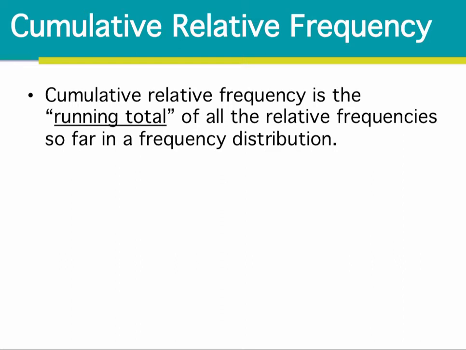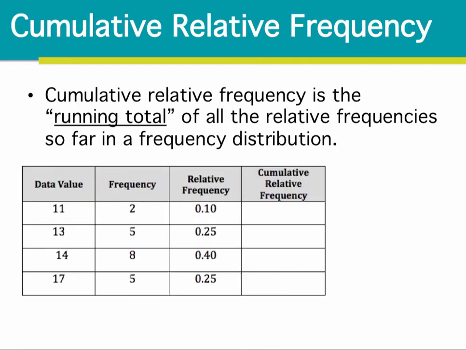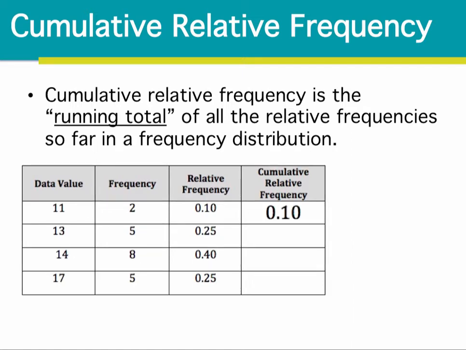Now, cumulative relative frequency is the running total of all of the relative frequencies so far in a frequency distribution. So let's look at how this would work with the same relative frequency table. You can see that we've just added another column to the right-hand side with the title Cumulative Relative Frequency. So let's look at the first row. Since there are no relative frequencies before 0.10, that's the running total as of the first row.